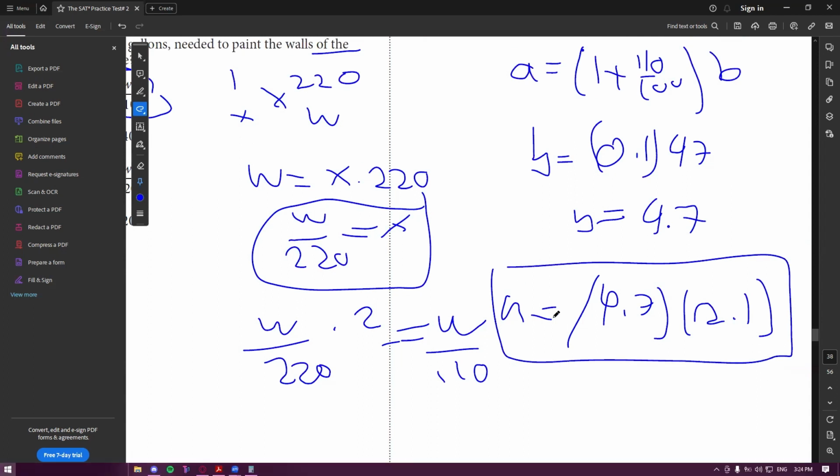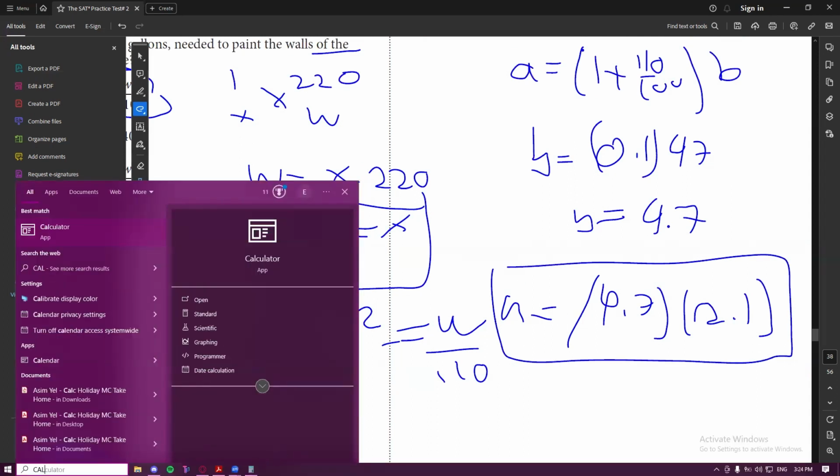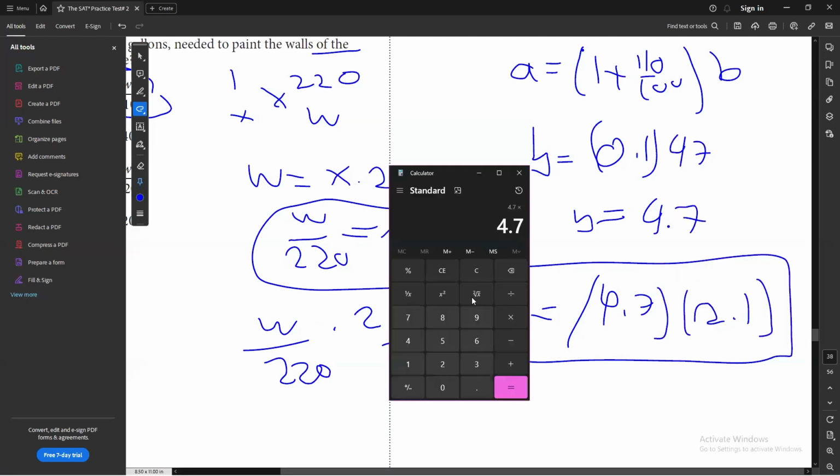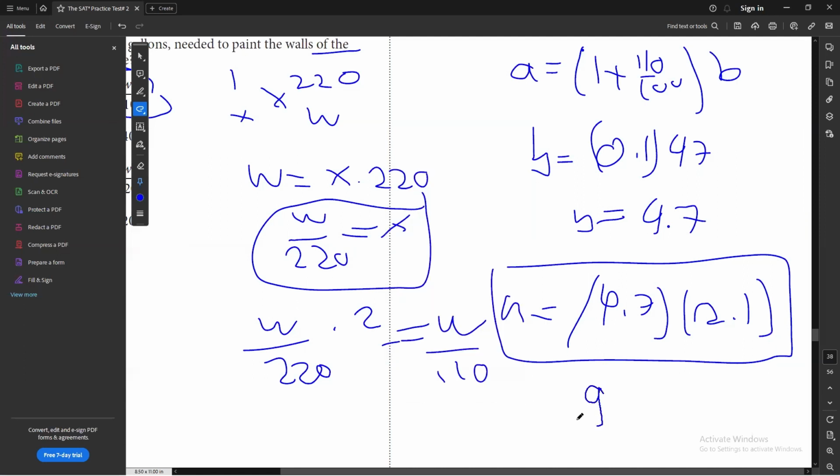Let me just grab my calculator and see. 4.7 times 2.1. Yeah, my answer is going to be equal to 9.87.